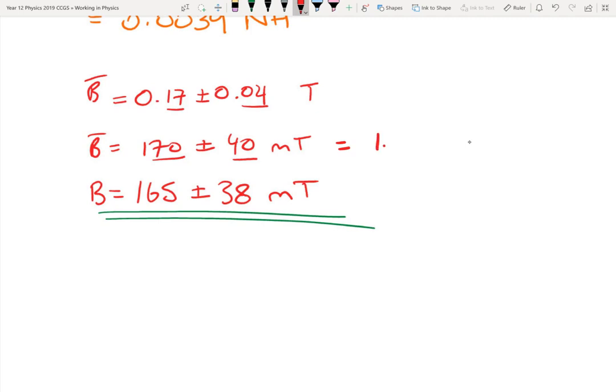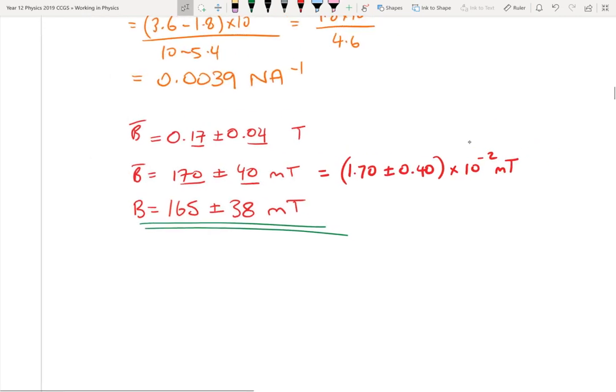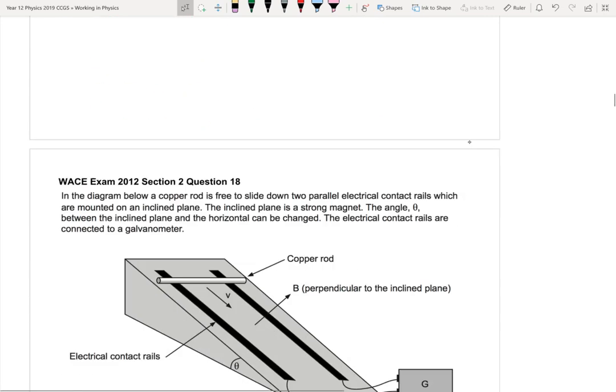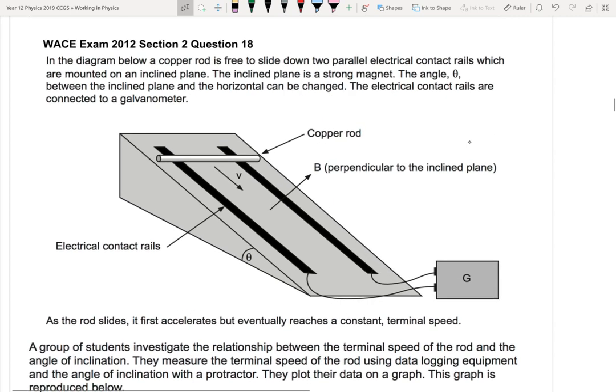You would go 1.70 plus or minus 0.40, all being multiplied by 10 to the -2 Tesla, or millitesla. Okay, so that's how you would get around that. Now we've got decimals because I've just added an order of magnitude. All right, so that's just a quick little refresher on our first look at gradients earlier this term. So guys, let's just quickly look at a 2012 exam question that appeared.